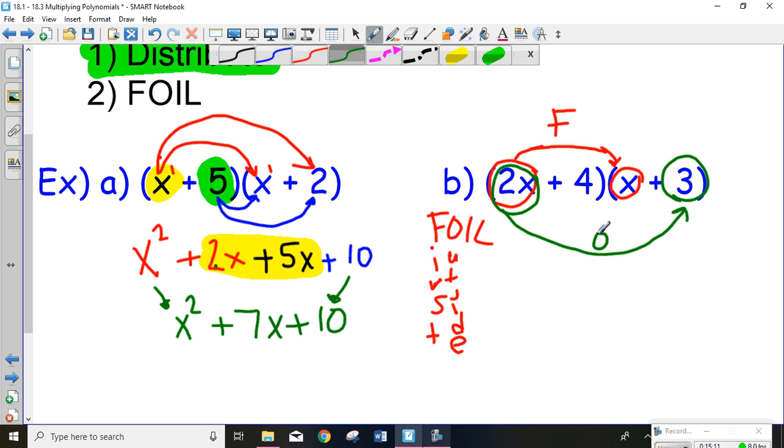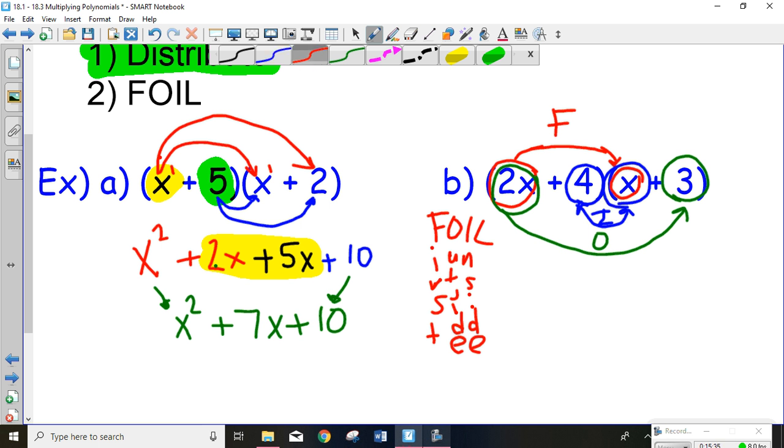Now, my next one is I. If O stands for outside, I stands for inside. So again, in inside, I'm looking at the problem as a whole, and I'm asking myself, what are the inside two numbers? And in this case, my inside two numbers are the 4 and the x. So I'm multiplying these two together to give me the inside two numbers.